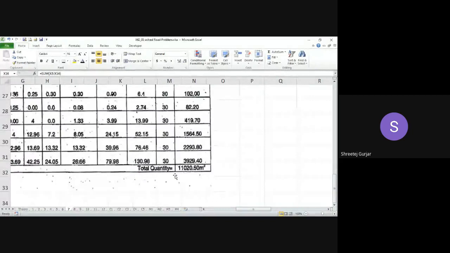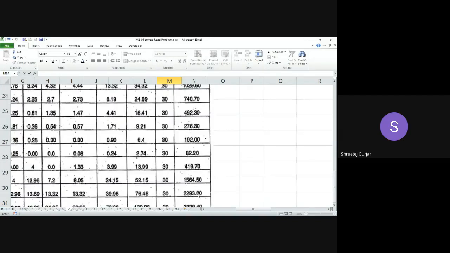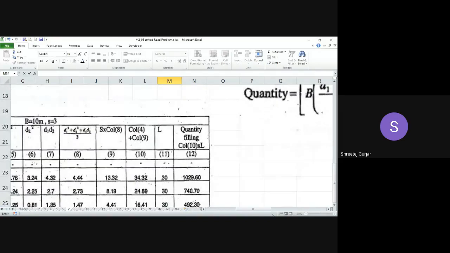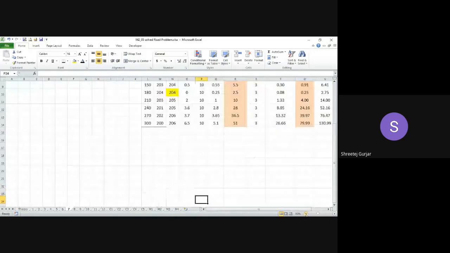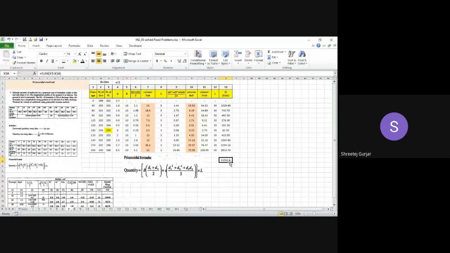So let us just check. Quantity 11020, and what we have got is 11022. So it is fine. 2 meter cube is the variation. It depends upon how accurately you follow, how many decimal points you write down. Depending upon that, your quantities may vary. So no problem. We have got an accurate answer.